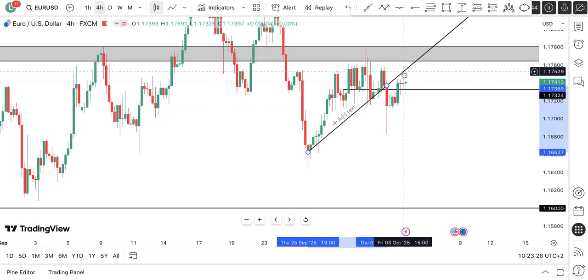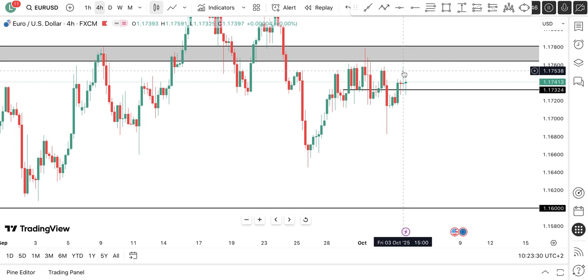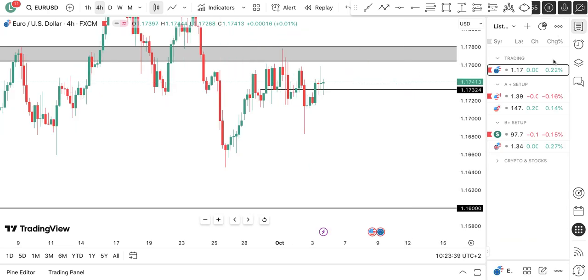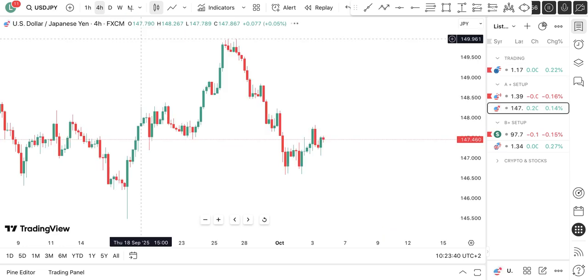But in this case, we're expecting the market to short. You see what I'm saying? We're expecting to short the market. We're expecting the market to fall all the way to the downside. So what other pair do we have? For USDJPY, it's clear and it's simple.